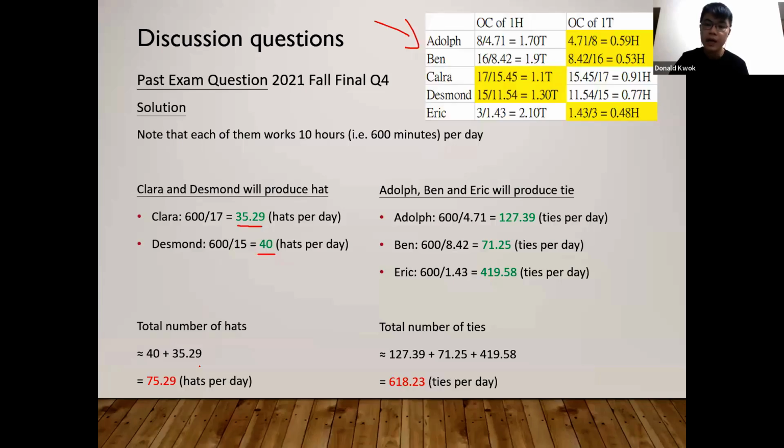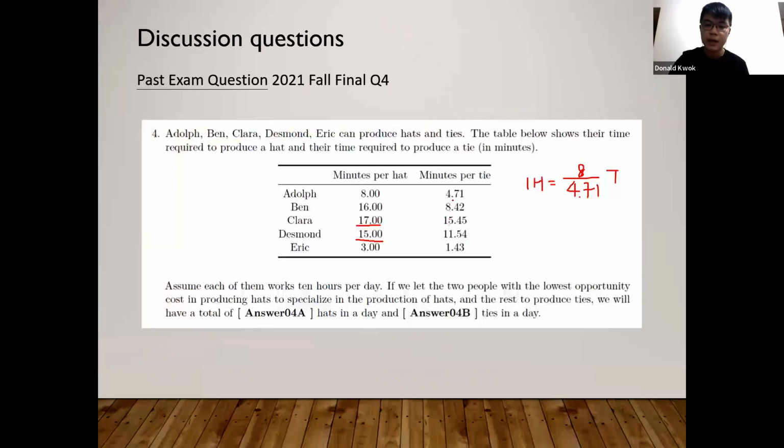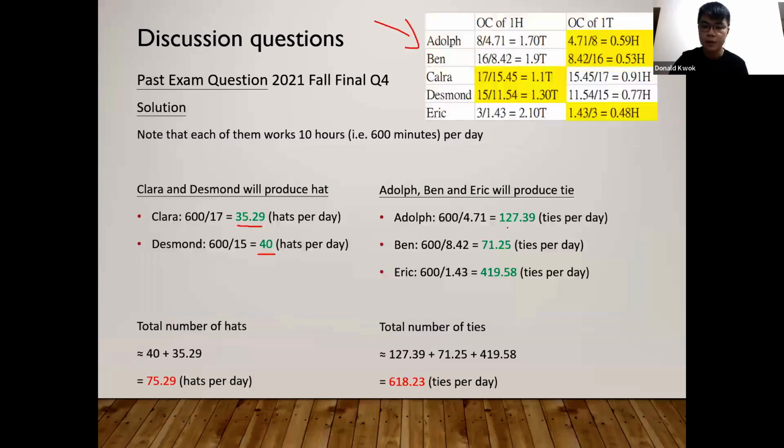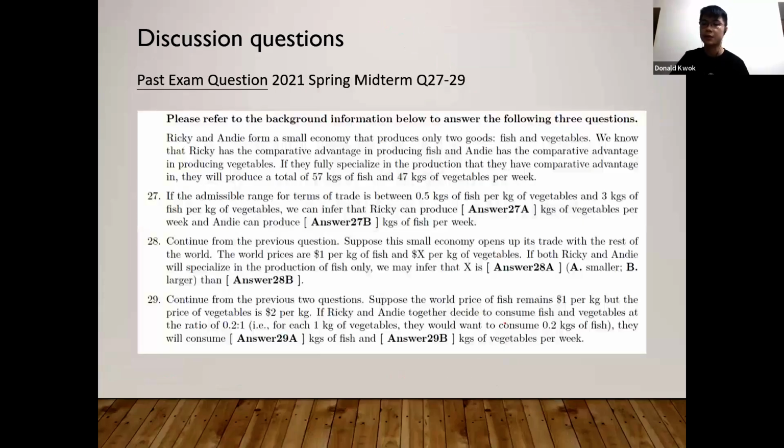And finally, for tie production, we do something similar. We just divide 600 minutes by the time required to produce a tie for Adolf, Ben, and Eric. And we will have the numbers here. Sum them up, and it will be the total number of ties that they can produce. Okay, so this is how we can tackle this problem, and we'll move on to the following one, the last problem in this tutorial.